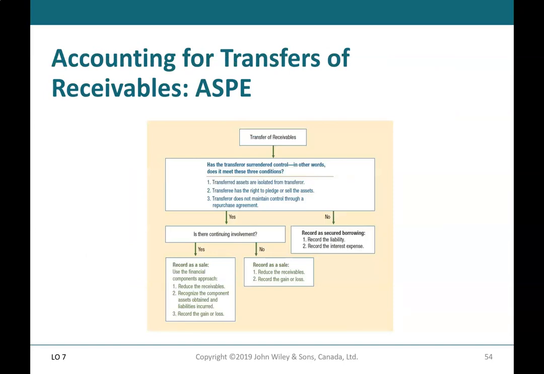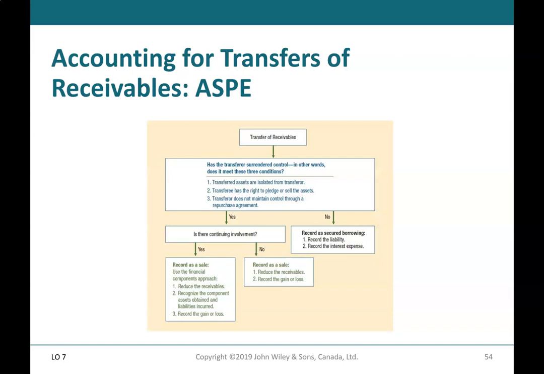Accounting for transfers of receivables, ASPE. Has the transfer surrendered control? In other words, does it meet these three conditions? Transferred assets are isolated from the transferor. The transferee has the right to pledge or sell the assets. The transferor does not maintain control through a repurchase agreement. If the answer is no, you record as secured borrowings: 1, record the liability, and then 2, record the interest expense.